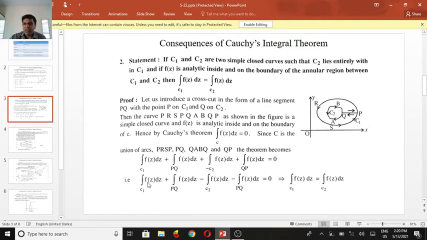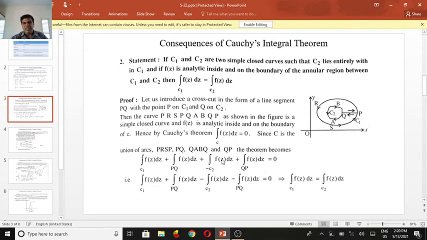That is, the integral over C1 of f of z dz plus the integral over PQ of f of z dz minus the integral over C2 of f of z dz. I am taking the reverse order: instead of Q to P, I take P to Q, so minus the integral from P to Q of f of z dz equals 0. See here, the positive sign integral over PQ of f of z dz and the negative sign integral from P to Q of f of z dz get cancelled. So we have the integral over C1 of f of z minus the integral over C2 of f of z dz.